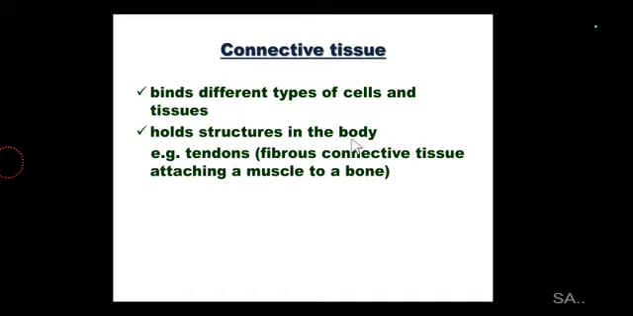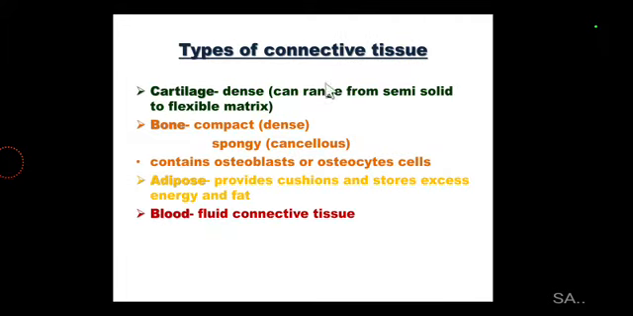So here I have got this example of tendons. Tendons are one of the examples of connective tissue. Tendons are fibrous connective tissue that attach a muscle to a bone. We have different types of connective tissue on the basis of the different types of cells that are making them up, and their densities.